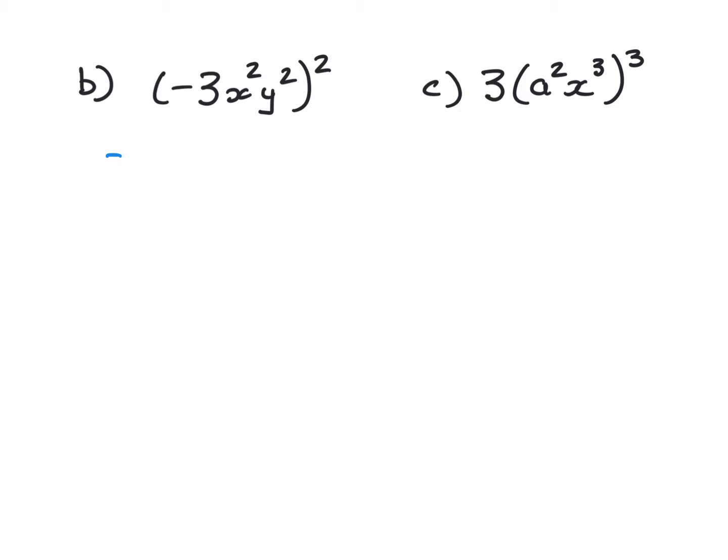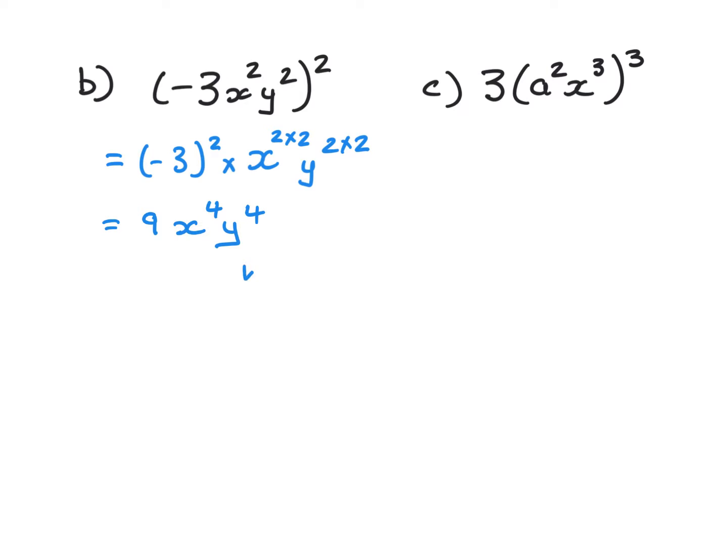So it would look something like this: minus 3 to the power of 2 multiplied by x to the power of 2 times 2, y to the power of 2 times 2 as well. Now, remembering our rule with negative numbers, a negative number multiplied by another negative number gives us a positive number, and that's exactly what negative 3 to the power of 2 is. It's negative 3 multiplied by negative 3 equals a positive 9. X to the power of 2 times 2 is 4, and y to the power of 2 times 2 is 4 as well, and that would be our answer.